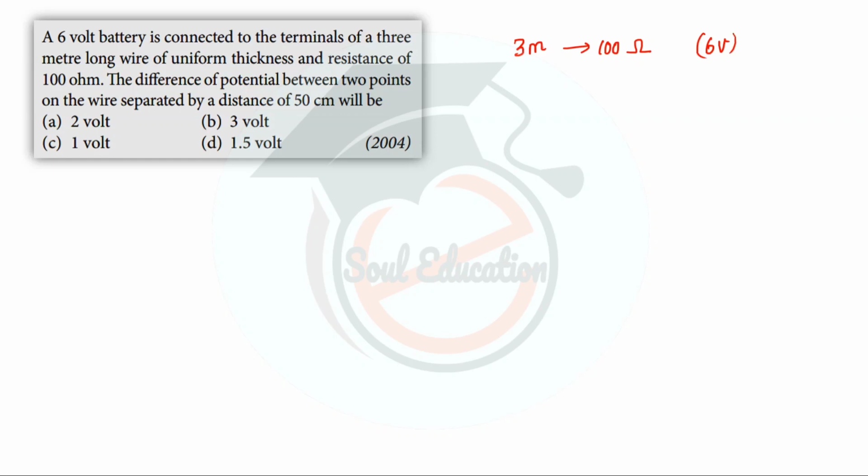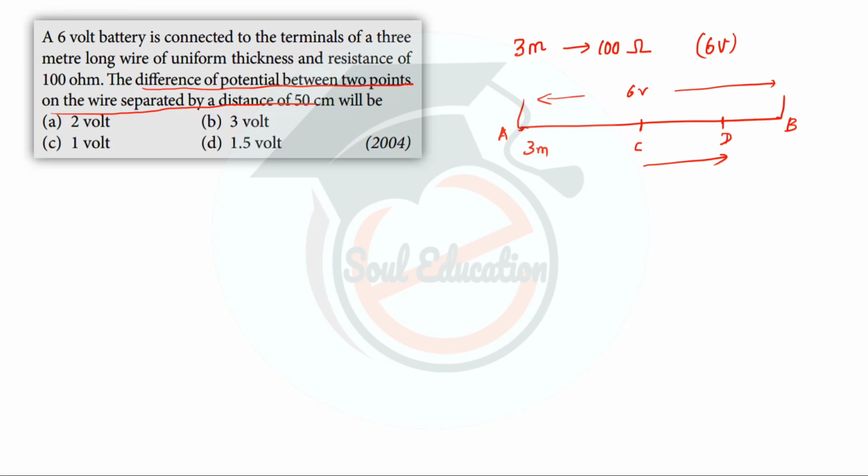Now the next question is the difference of potential between 2 points of a wire separated by a distance of t centimeter. Let me take, there is a 3-meter long wire connected to a 6-volt battery. The potential difference between point A and B is 6 volt. Now my question is, here there is a point C and a point D. The distance between C and D is 50 centimeter. Now what is the potential difference across this?